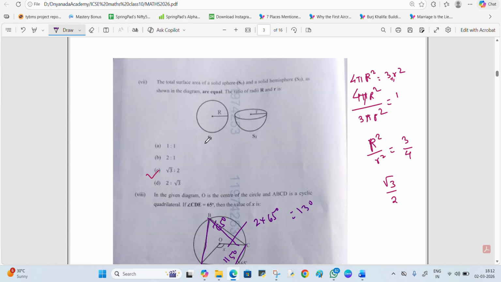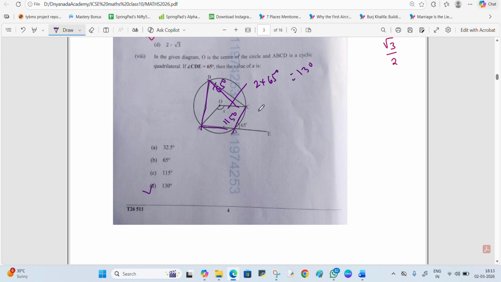Now this is the formula. A sphere is given with radius r, and a hemisphere with radius r, and the total surface area is as shown. You have to calculate the ratio. Now compare the total surface area of the hemisphere and sphere. 4 pi r square is equal to 3 pi r square. So the ratio will become r square upon r square, that will be under root of 3 upon 2.